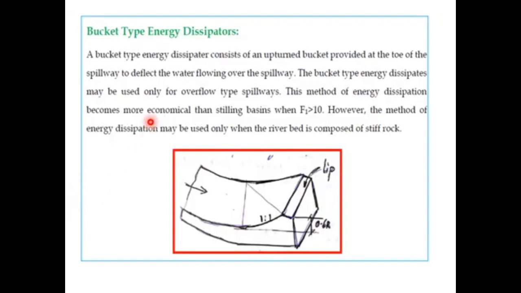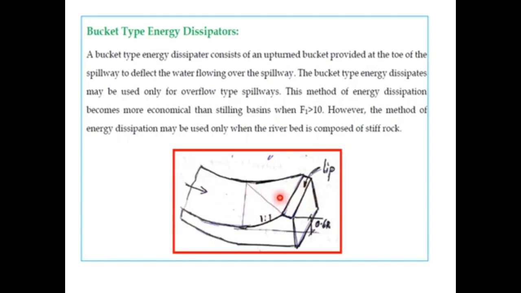The stilling basins that we discussed in the previous case, type 1, type 2, type 3, are also called other types of energy dissipators, known as the bucket type energy dissipators. These bucket type energy dissipators consist of an upturned bucket like this. This is the spillway, and at the top of the spillway this upturned bucket is provided, so as to deflect the water over the spillway. These bucket type dissipators can be used for an overflow spillway and become more economical than the stilling basin when Froude's number is more than 10.